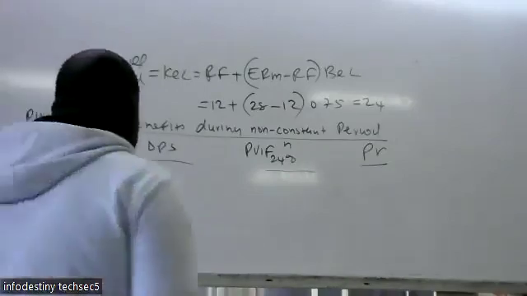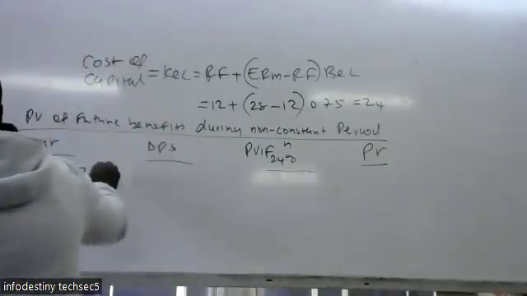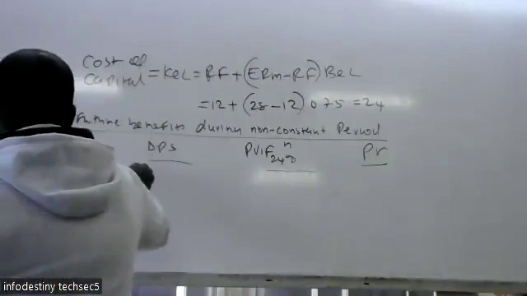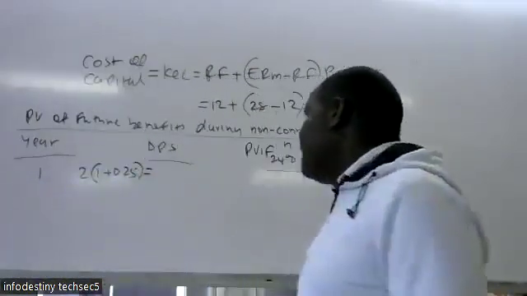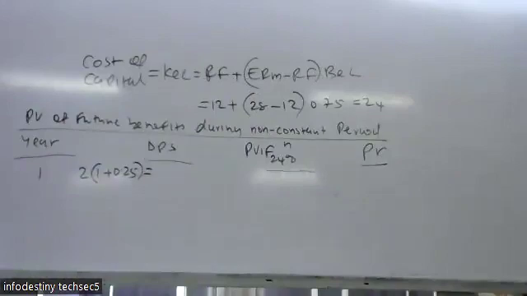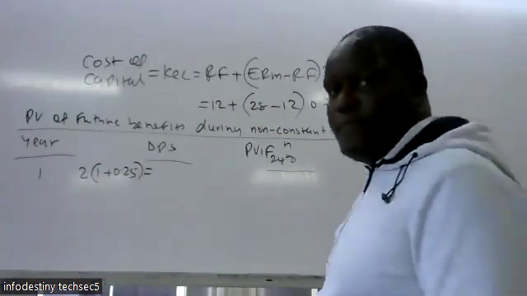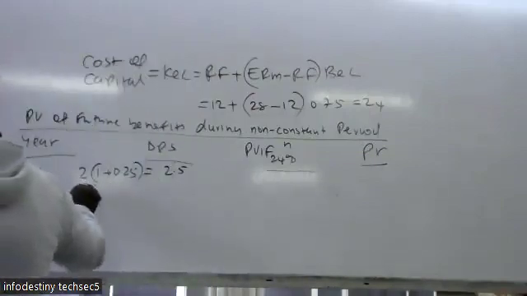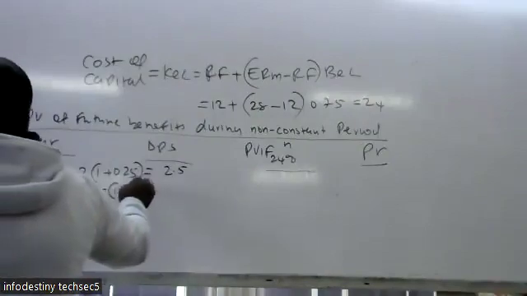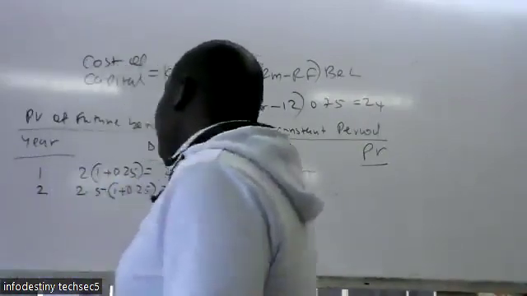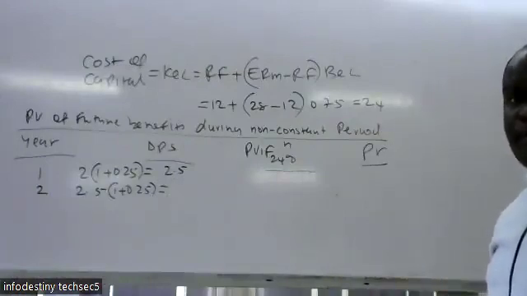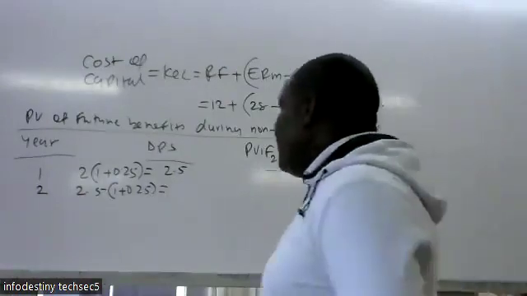We got 2. So that 2 is what is increasing by 25%. 25% is the same as 0.25. So we get 2.5. Also go to year 2, where you get 2.5. You also increase it by 25%, 1 plus 0.25, to give you the value in year 2: 3.125.